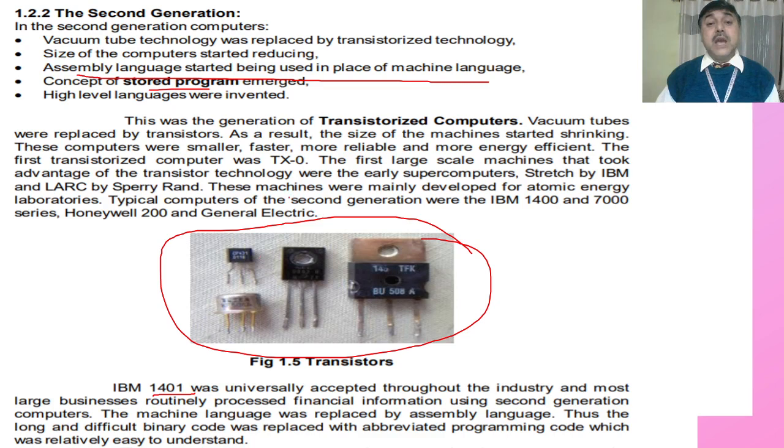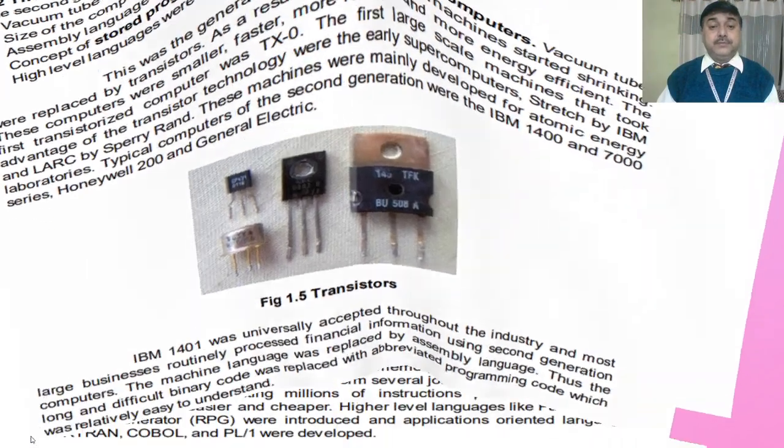So this is known as a transistorized computer. Vacuum tube has been replaced. IBM 1400, 7000, and Honeywell 2000 are some of the machines in this generation. Clear? So they are being used in this particular way.